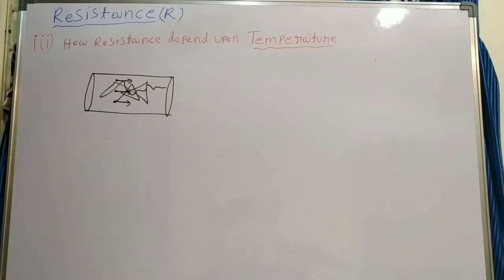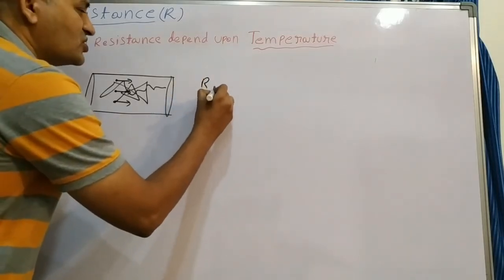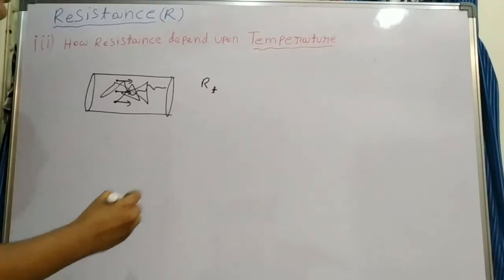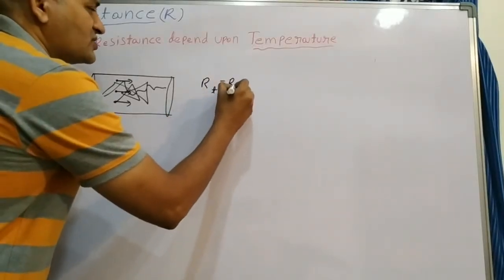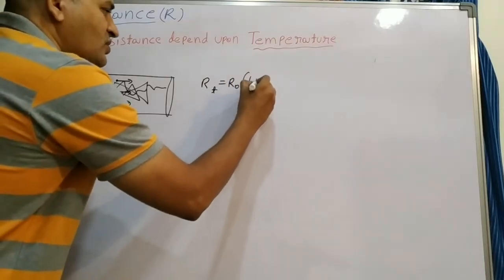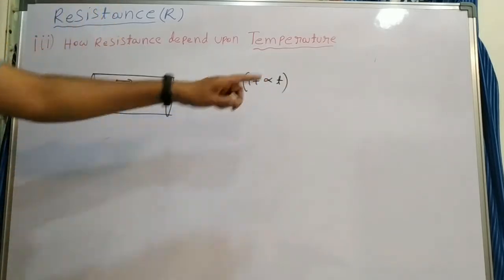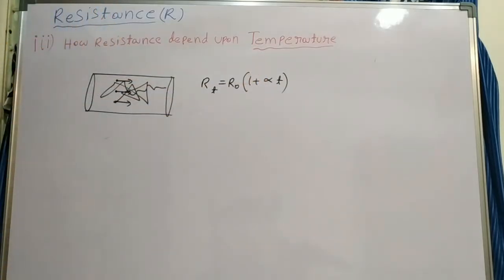On increasing temperature, what happens? The number of collisions increases. Because of that, the conductor offers more resistance. So how does resistance change with temperature? R is equal to R naught into 1 plus alpha T, where R naught is the initial resistance at 0 degree centigrade, T is any temperature, and alpha is the temperature coefficient of resistance.